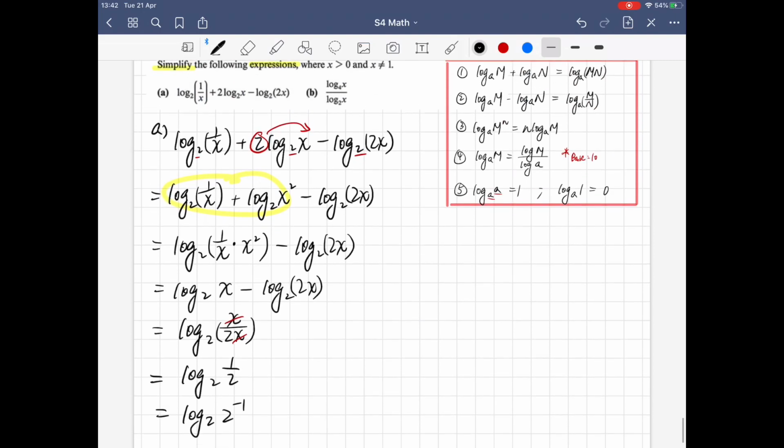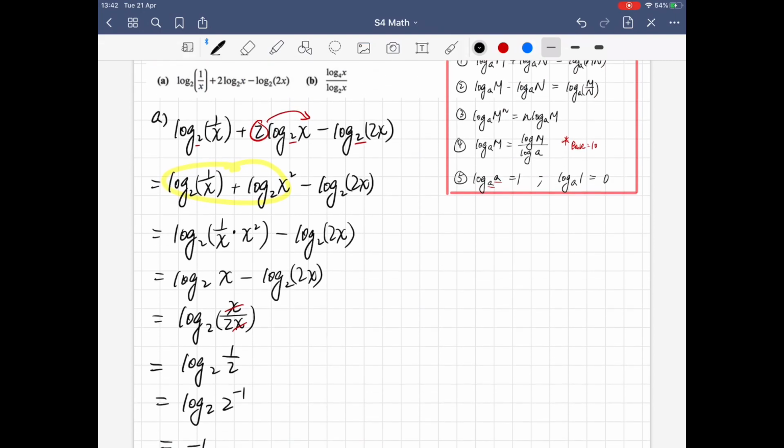Okay, then let's take a look at part B. We have log x with base 4 over log x with base 2. So as you can see, they are using different bases. That means we cannot use the property easily. Okay, so our first step, we have to convert it into the same base using the property 4. I separate into log x over log 4 divided by log x over log 2.